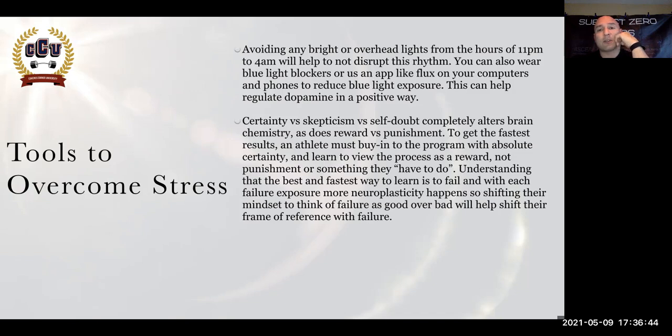Certainty versus skepticism versus self doubt completely alters brain chemistry, as does reward versus punishment. To get the fastest results, an athlete must buy into the program with absolute certainty and learn to view the process as a reward, not punishment, or something they have to do, understanding that the best and fastest way to learn is to fail. And with each failure exposure, more neuroplasticity happens. So shifting their mindset to think of failure as a good thing over a bad thing is going to be very positive in helping them actually learn those skills that you're trying to teach them. And it's going to create a less stressful environment.